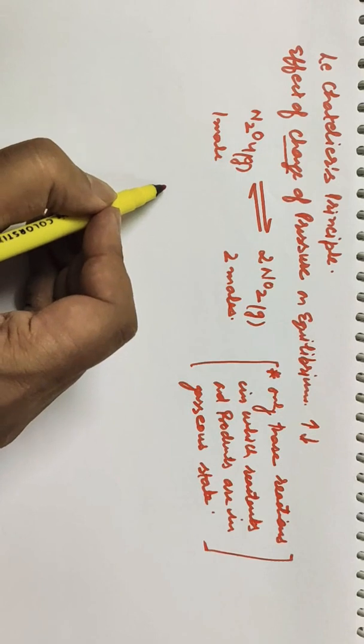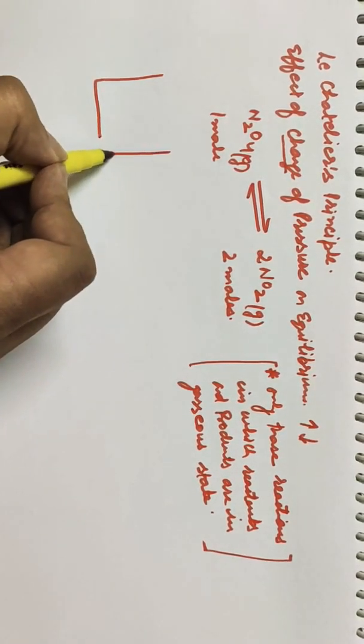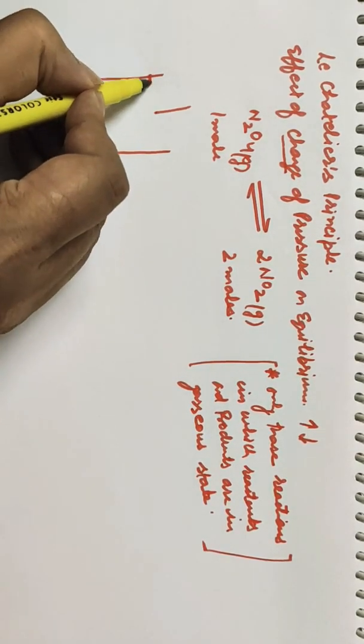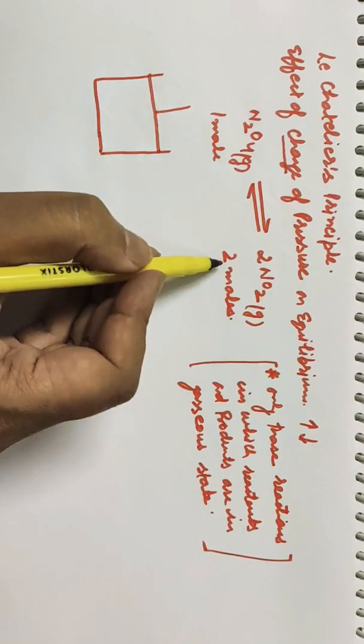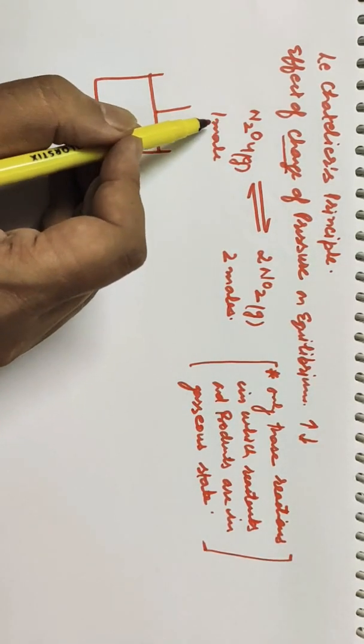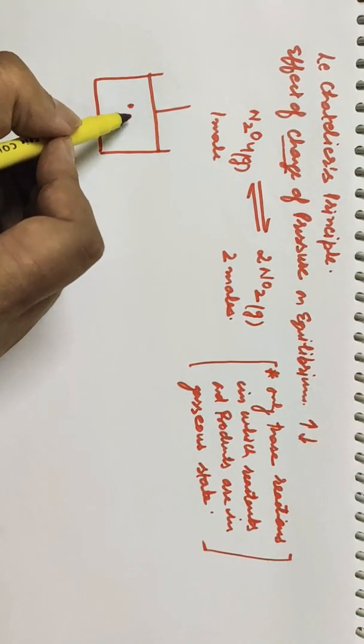So let me tell you, if there is a container in which a total of 3 moles are present, that is, this reaction is in equilibrium, and here 1 mole of N2O4 and 2 moles of NO2 are present. In total there are 3 moles.